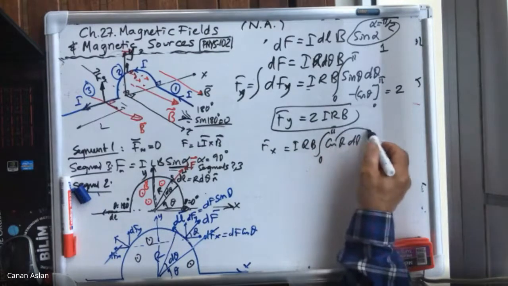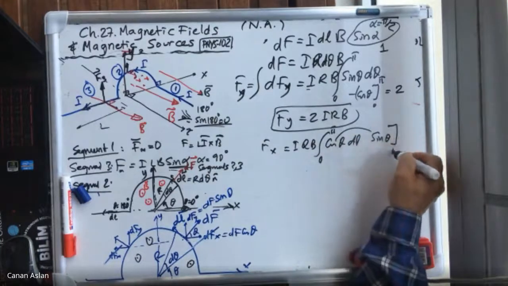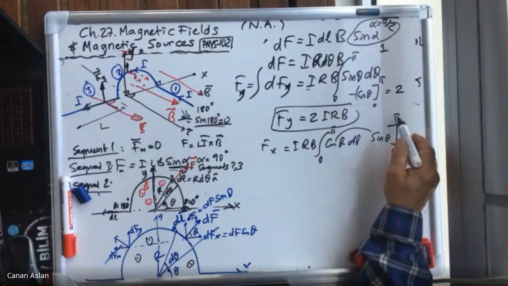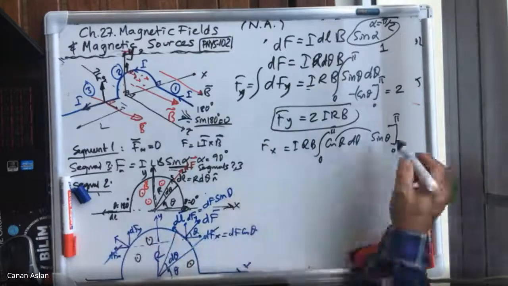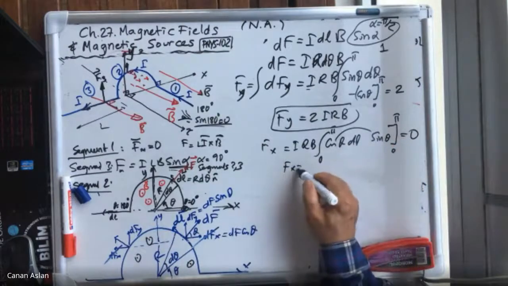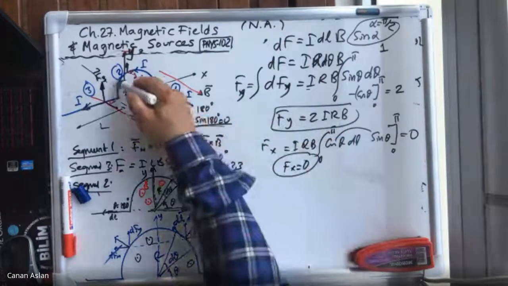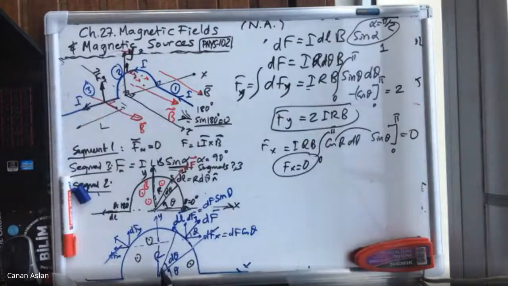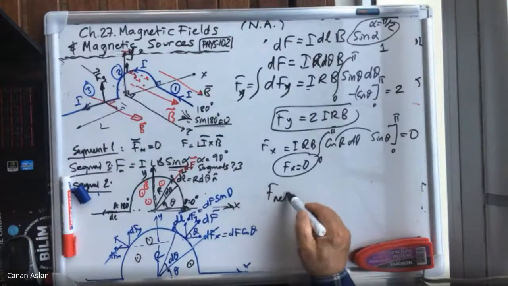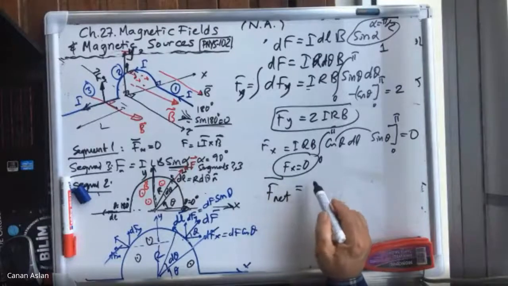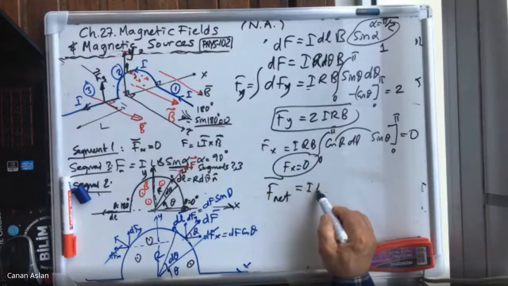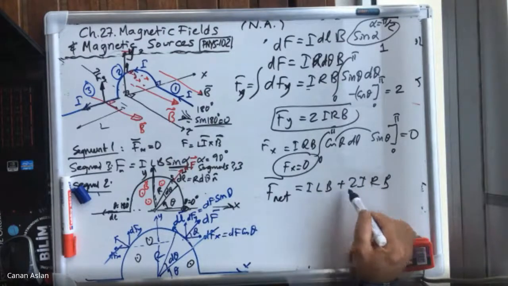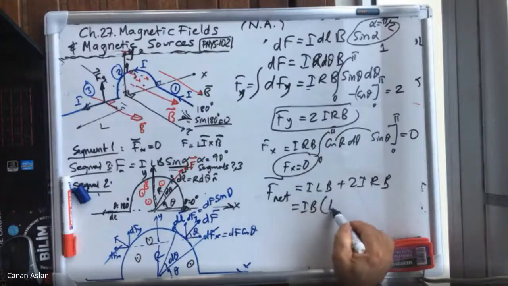As you see, the integral of cosine theta is sine theta, but sine theta is 0 at both 0 degrees and also pi, which is 180 degrees. So this is 0 and Fx is 0. So the total net force in this segment of the wire is in y direction, and here in this segment it's again in y direction. So the total net force, F net as a vector, is equal to just I L B plus 2 I R B, or if you factor out B and I, IB times (L plus 2R).